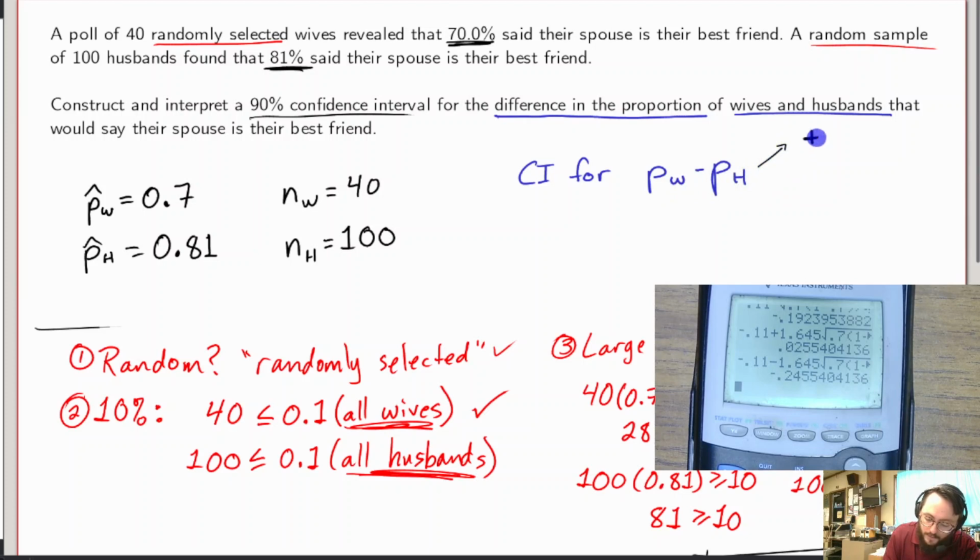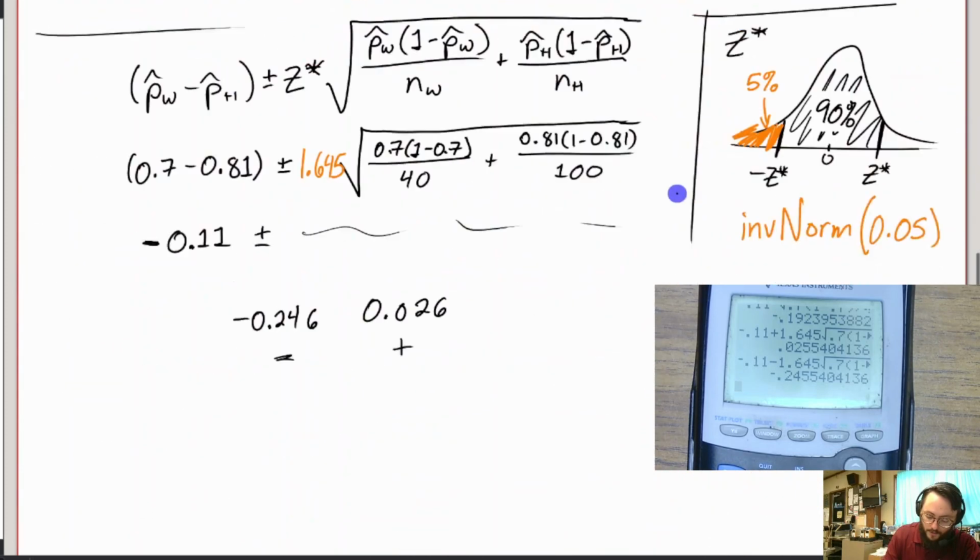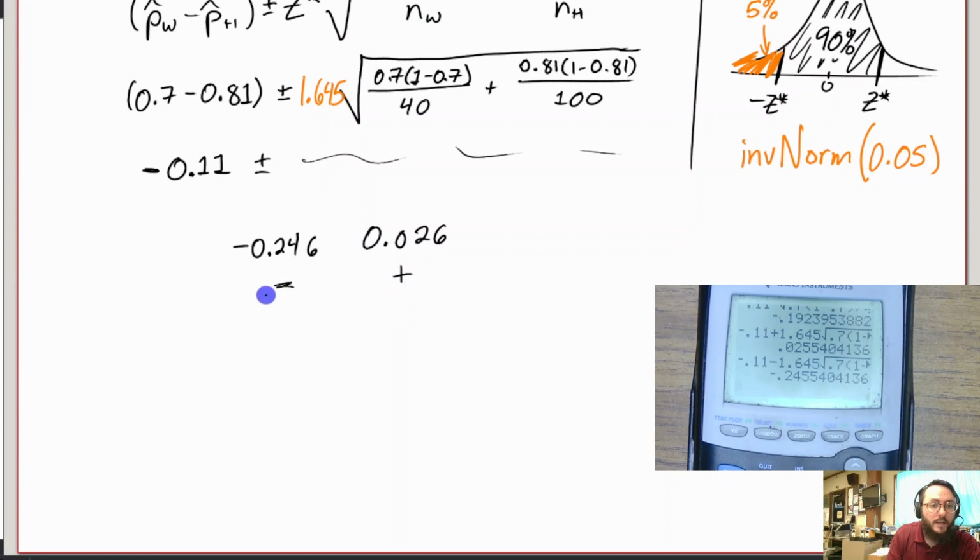Okay? We could have it positive, if wives is greater than husbands. We could have it equal to 0 if wives and husbands are the same proportion. And we could have it negative, if the proportion of husbands is greater than the proportion of wives. Now, these are our samples, okay? They came from these individual distributions. So we're trying to say overall is one distribution bigger than the other? And because we are going from a negative to a positive, with 0 in between, we can't say that there's any significant difference between the two.